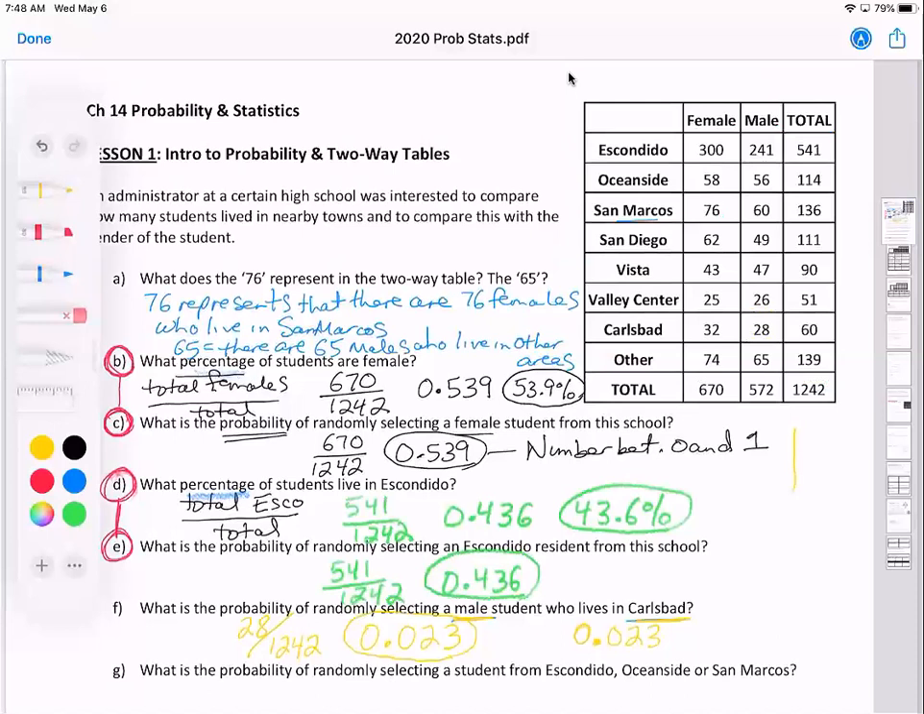Okay, so probability a student is from Escondido, so there's that many students from Escondido. Oceanside, there's that many students from Oceanside. Or San Marcos, there's that many students from San Marcos. So we need the total Escondido plus Oceanside plus San Marcos.